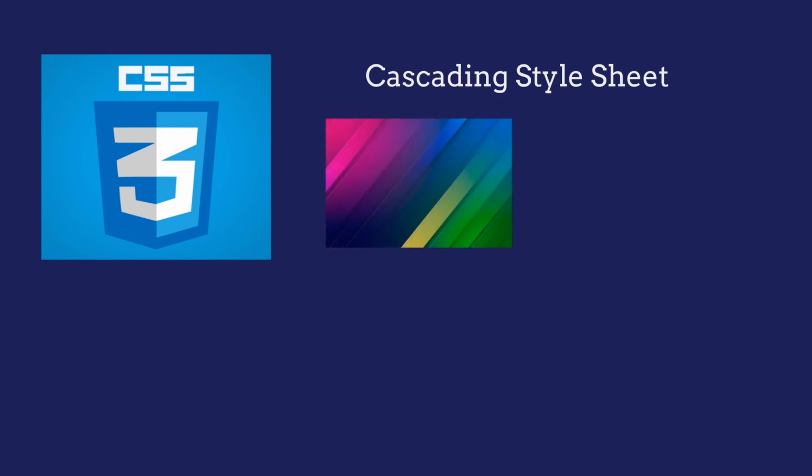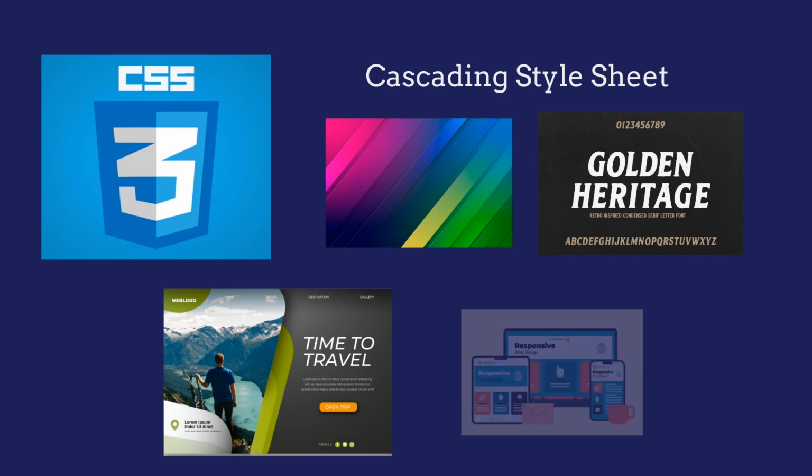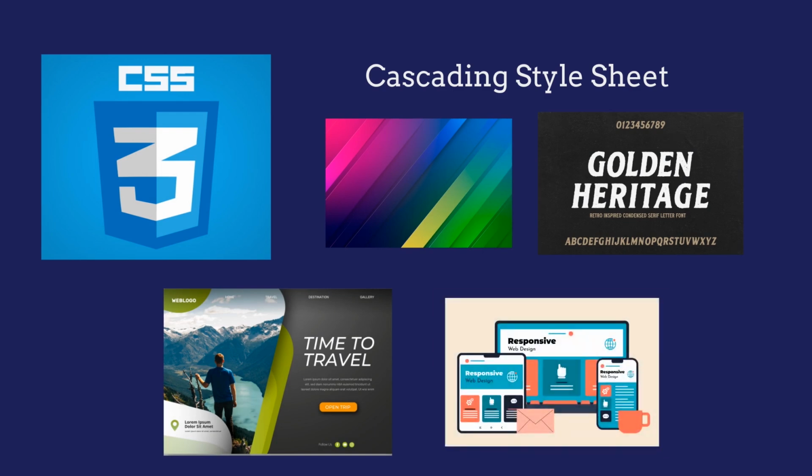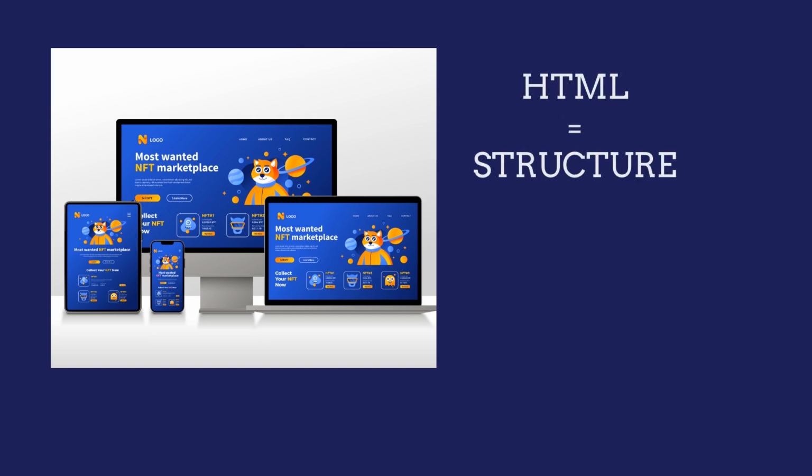CSS. CSS also means cascading style sheets. CSS is the language used to style and design HTML elements on a web page. It controls things like colors, fonts, layouts, spacing, and responsiveness. In simple terms, CSS makes the web look nice. While HTML gives the structure, CSS gives its style.